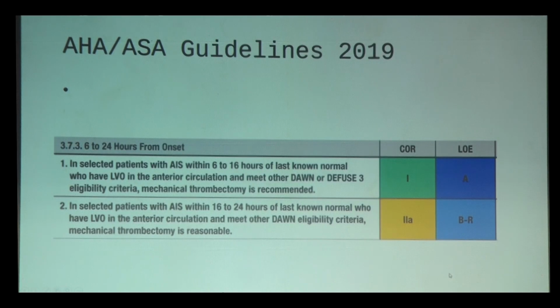So coming to the extended time window, as per AHA-ASA guidelines in 2019, even patients who present between 6 to 24 hours from the onset, selected patients have to be taken for thrombectomy if they meet the DAWN and DEFUSE eligibility criteria. Patients from 16 to 24 hours, if they meet the DAWN and DEFUSE criteria, that is, if the core is small compared to the penumbra, or if there is a clinical and radiological mismatch, can be taken up for thrombectomy.